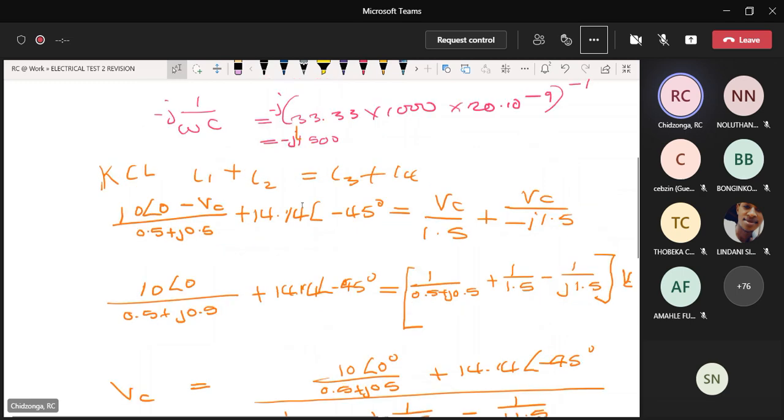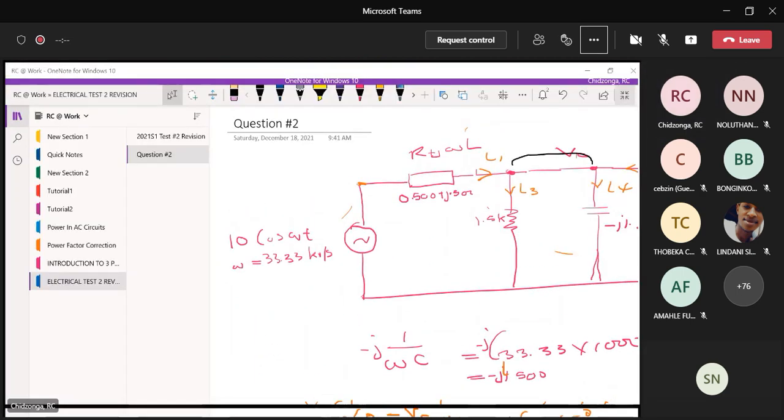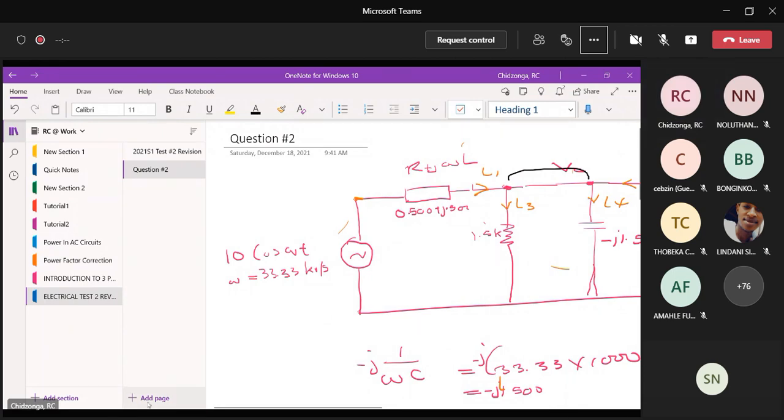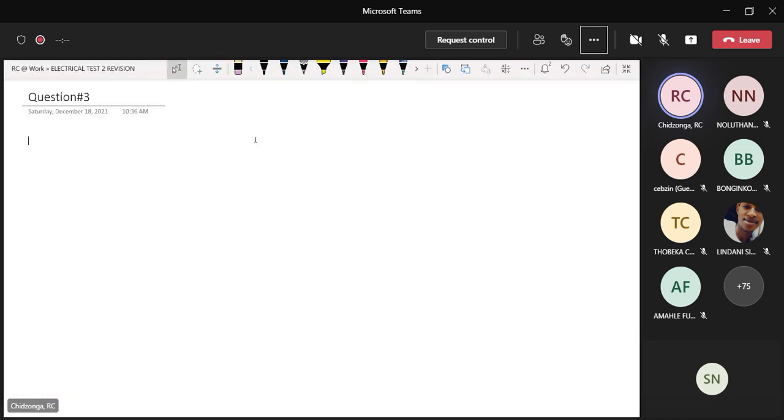Number 3 is the question which a lot of you avoided. Number 3 was avoided by all, if not most of the students, if not all. So let's try to pay attention.